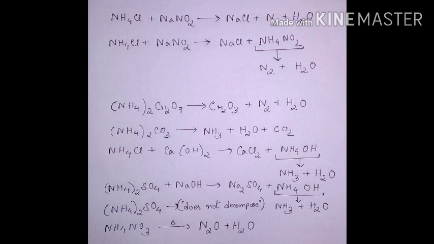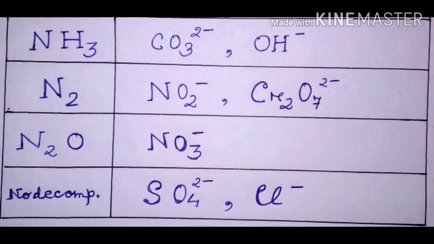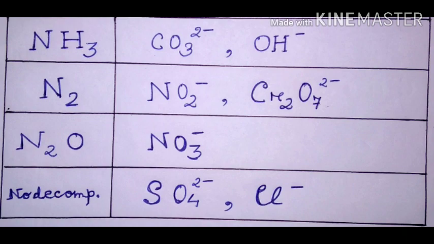So we can simplify all this information by preparing ourselves a table. Let's make it easy by memorizing simply this table instead of all the lengthy reactions that we have come through. Along with water, ammonia will be produced when the anion counterpart of ammonium cation is either carbonate or hydroxide. That means ammonium carbonate and ammonium hydroxide decompose to give ammonia gas along with water.